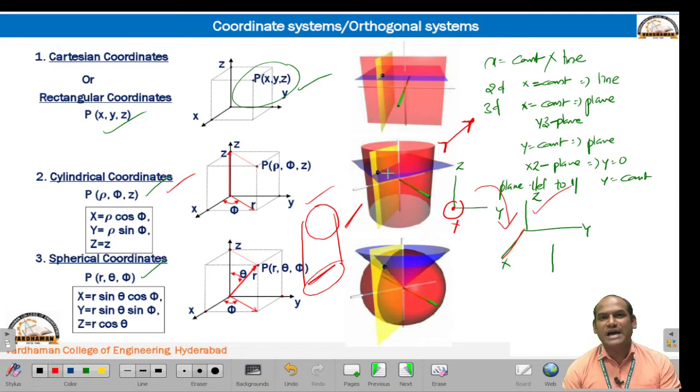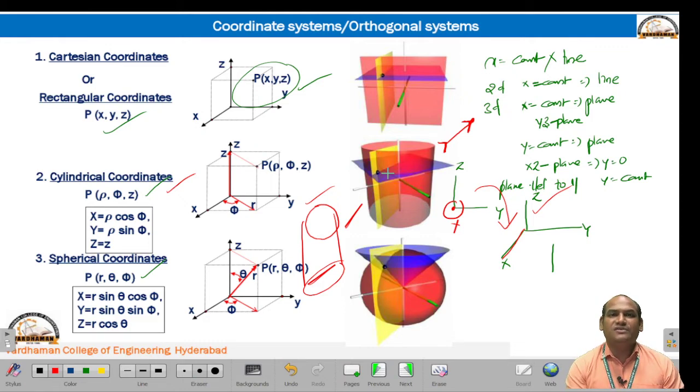Rho is equal to constant, what about the remaining two variables, phi and z? Phi is taking all the values from 0 to 360 and z is taking all the values from minus infinity to plus infinity. Because all the values are involved, phi values and z values, that cylinder has been created with the radius rho. Similarly, when you fix a phi value, rho value should change and z value should change.